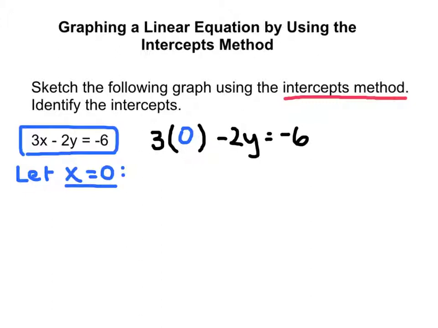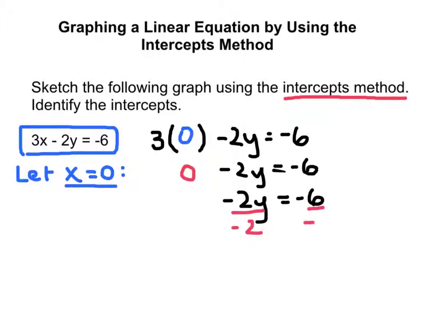So if x equals 0, if you multiply 3 times 0, we will get 0. Take away 2y equals negative 6. And 0 take away 2y is pretty much the same thing as writing negative 2y. So if we want to solve for y, we will divide both sides by negative 2. And we get y equals negative 6 divided by negative 2, which gives us a positive 3.